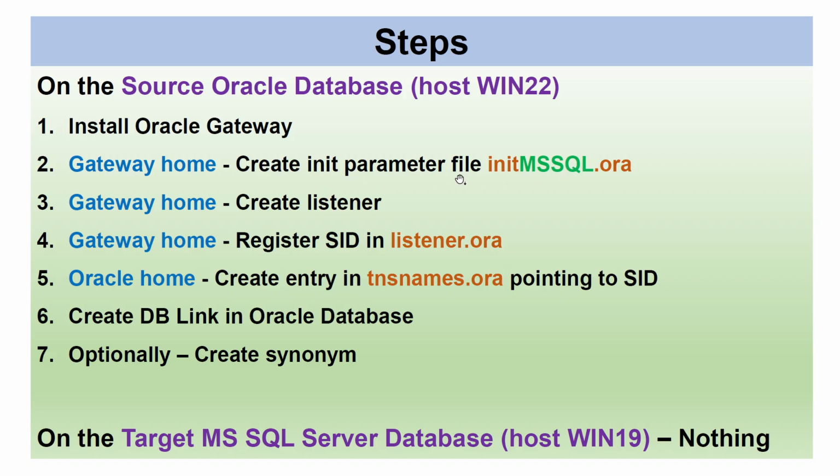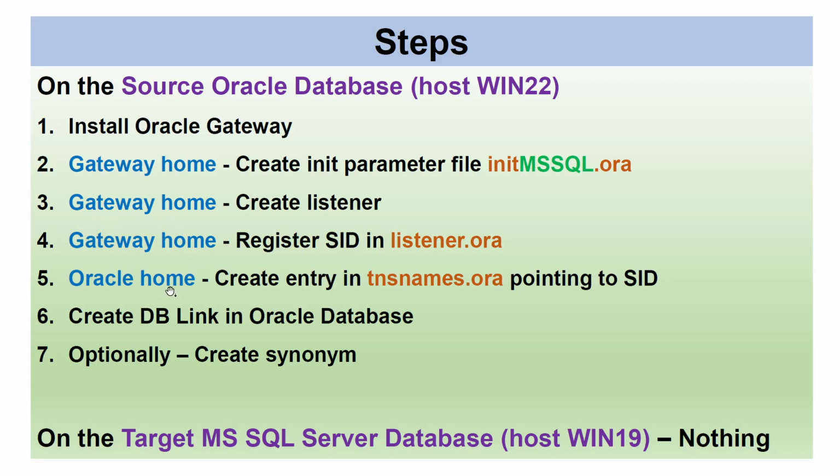Once you have created the init parameter file, under the Gateway Home, create a listener. If you don't have the listener, create a listener and then go ahead and register the SID, MS SQL SID, in the listener.aura. Once you have done this, your work at the Gateway Home is done.